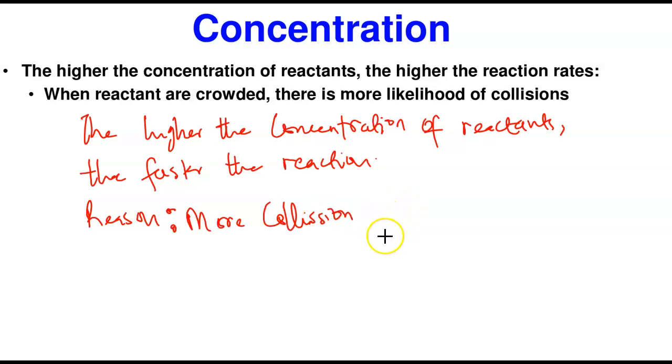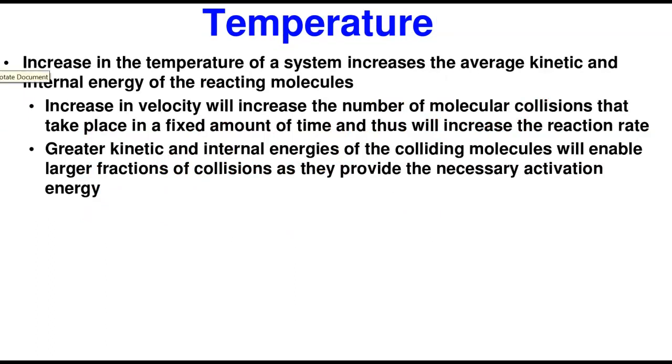So more collision will also lead to increase in chemical reaction. Because they are so crowded, they begin to hit each other and impact those collisions, and the higher these collisions, the more the rate. So that's why I said there is more likelihood of collisions when reactants are very crowded in the containing vessel. Now we go to the next factor. The next factor here, temperature.